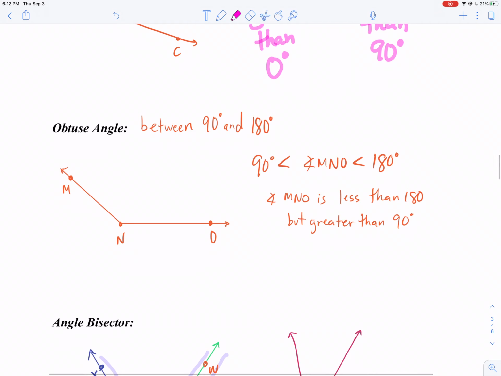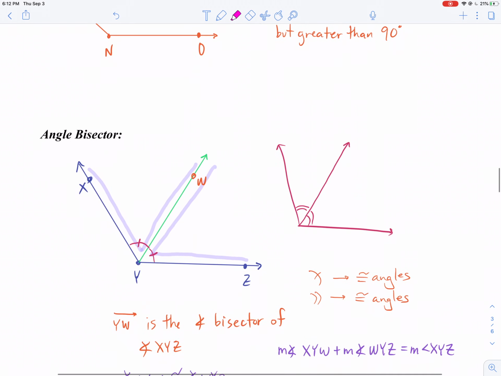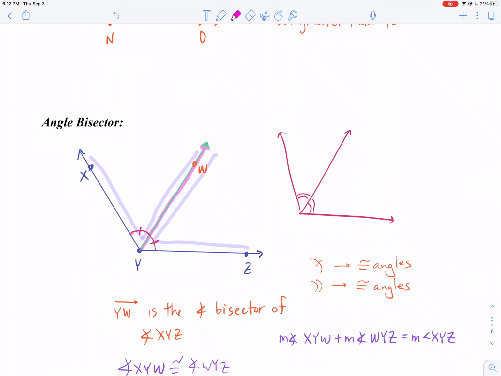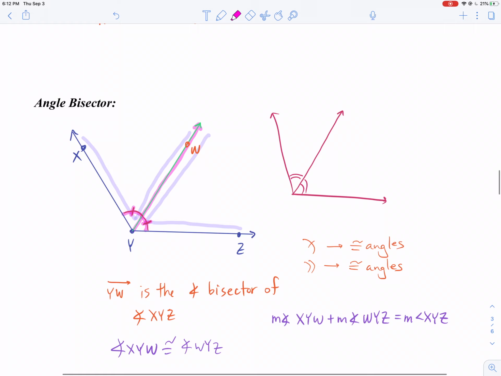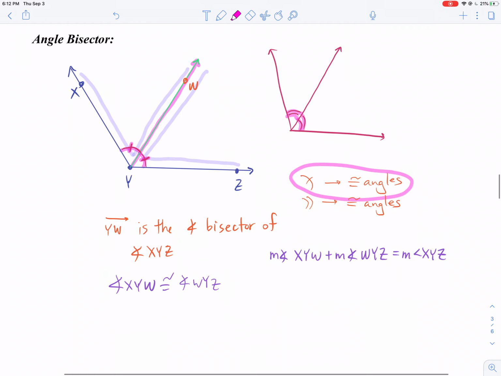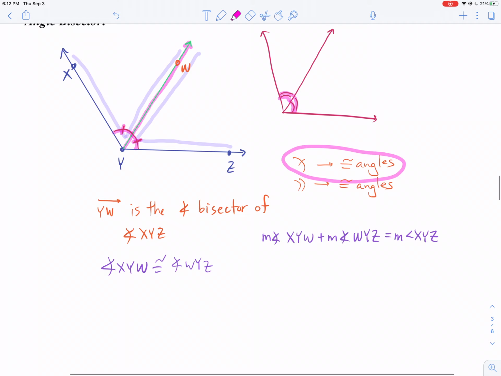Angle bisector. So we have this angle XYZ, and then I have this ray right here, YW. Because I have these little arcs right here that are in pink, and they have those little tick marks on them, those little tick marks signify that the angles are congruent. If it looked like it was just split in the middle really nicely, but I don't have the tick marks, we don't know that they are equivalent. Another way to signify is if I have double arcs or just single arcs. Sometimes in your textbook, they'll just be a red arc signifying it.